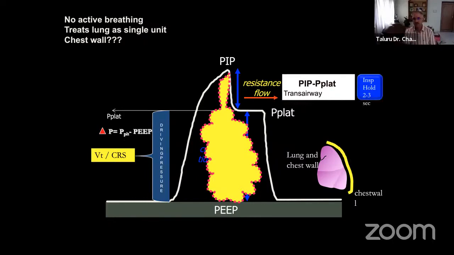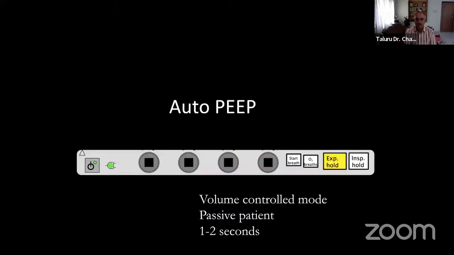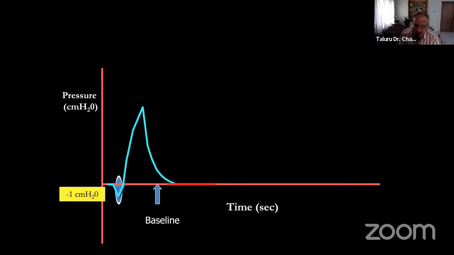And you get that by putting an inspiratory hold. And another thing you can also estimate is there is something called an expiratory hold also. In a volume controlled mode, in a passive patient, by putting an expiratory hold, you can also estimate the auto-PEEP. See, what kind of a breath is this? Is it a controlled breath or a triggered breath?